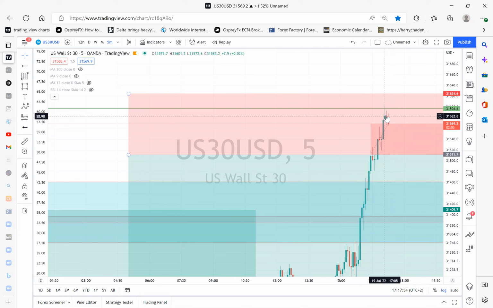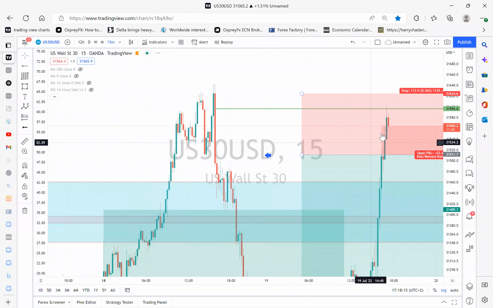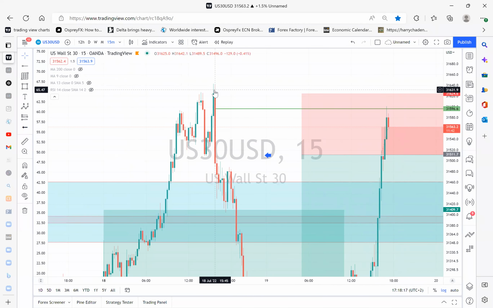Now, what we like to see is we want to see it break structure to the downside, right? That would be a CHoCH on the 5-minute. Change of character. Then once you see the CHoCH on the 5-minute chart, you'll be able to see it happen on the 15-minute chart, and so on and so forth.